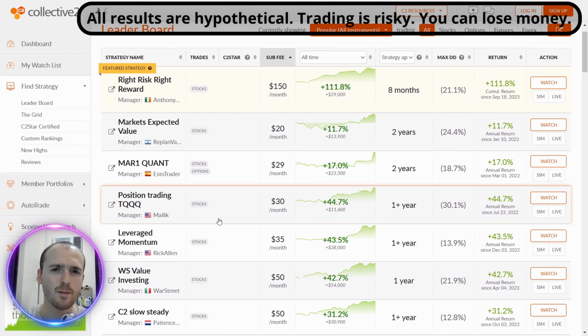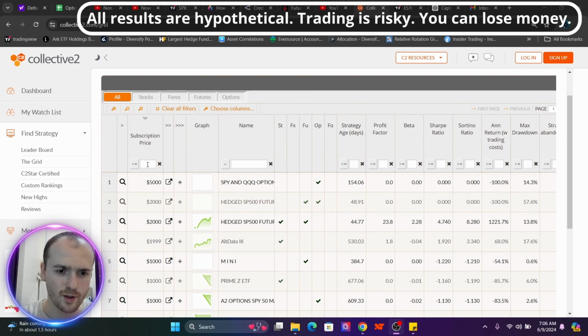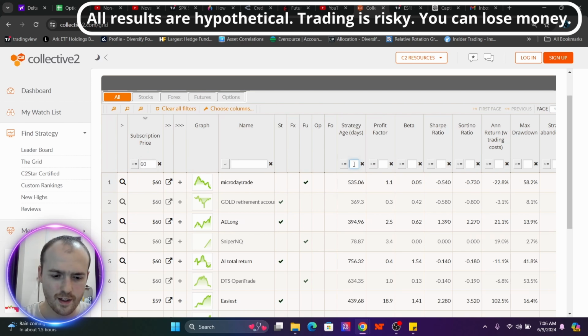So I'm actually going to make life easier for us, and head over to the grid. The grid is actually the easiest way to find exactly what you're looking for on C2. The first thing I'm going to do is make sure our subscription price is less than or equal to 60. And I like to look at strategies that are at least a year old, so I'm going to put 365 here.